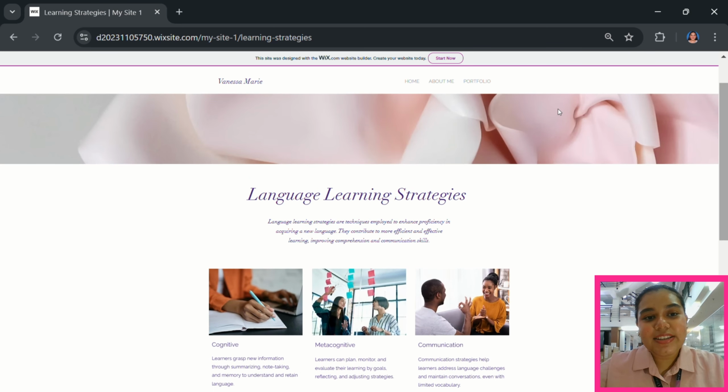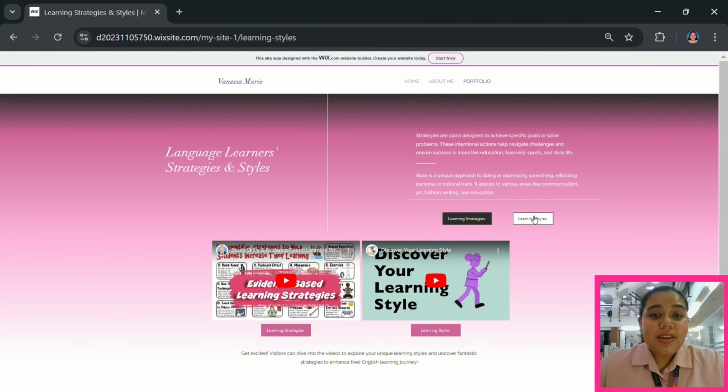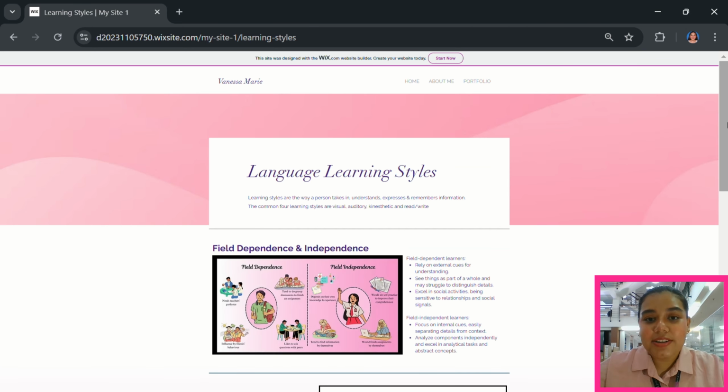Now let's look into language learning styles. Learning styles are all about personal preferences. Each learner has a unique approach and no single style fits everyone. So here are the main learning styles in the ESL context.